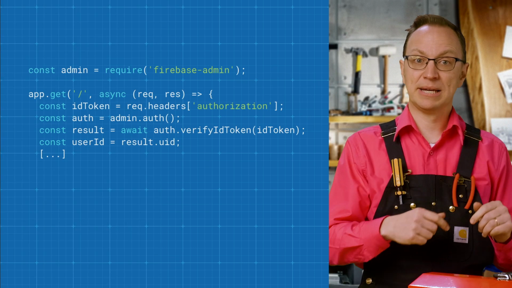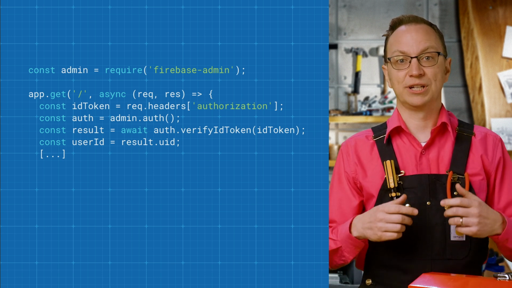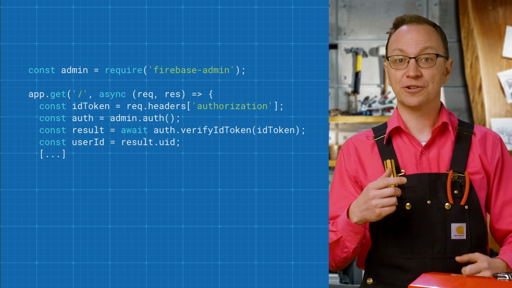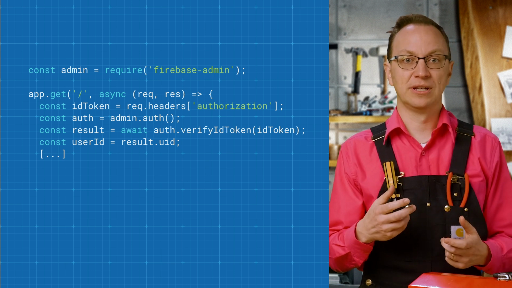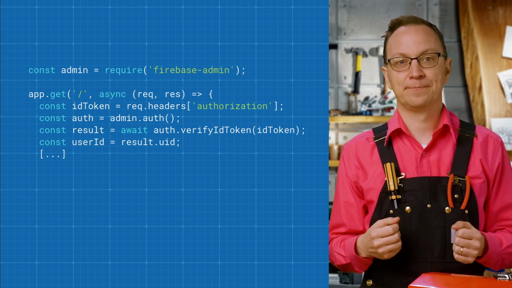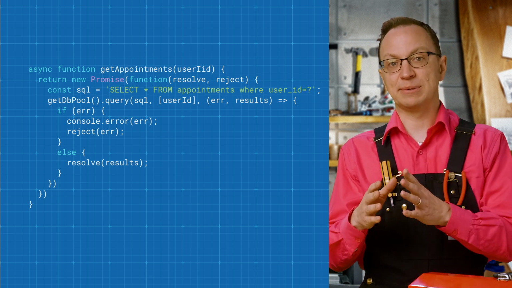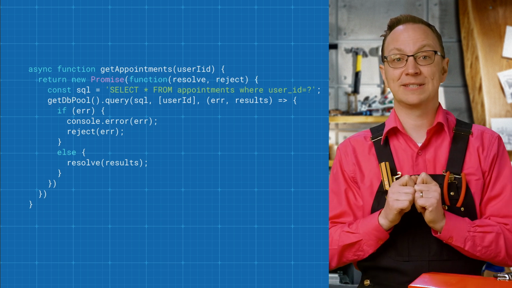As we saw last time, Anna implemented the server-side REST API in Node.js, running on Cloud Run. Her server-side code reads the JSON web token from the authorization header and extracts the user ID from it. Her server-side code then uses this ID to ask the database for that user's appointments.